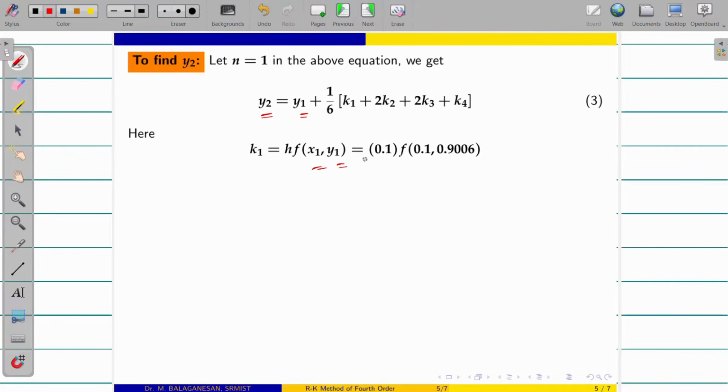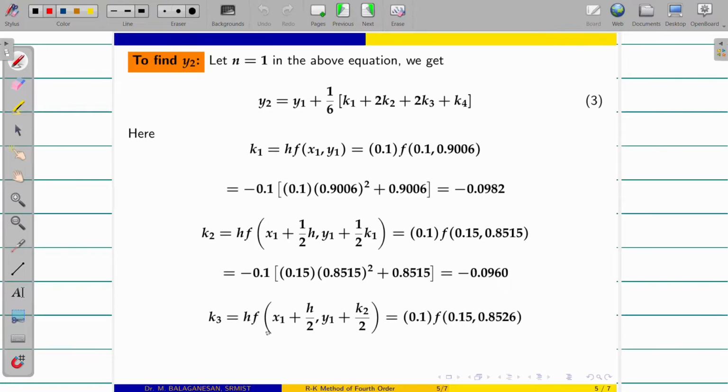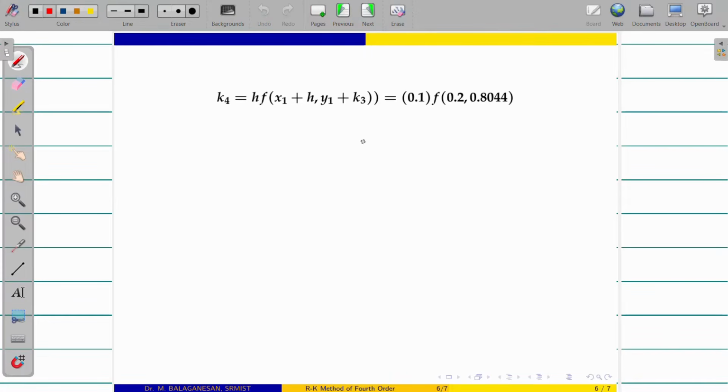So find k1 using that formula. It will be this. Find k2 using that formula. The value will be minus 0.0960, and k3 is minus 0.0962, and for the k4 value, use that formula, h into f of x comma y. So replace x by 0.2, y by 0.8044, and with that function you can get k4 as well, right?